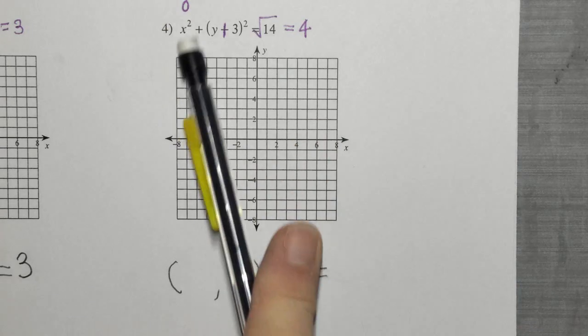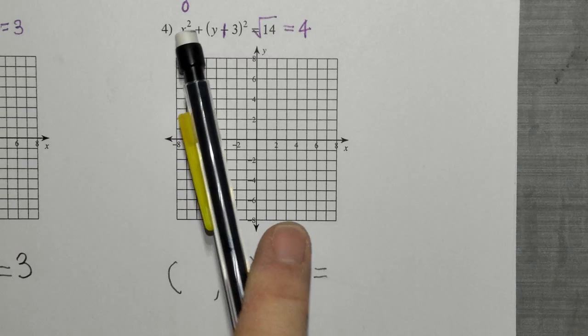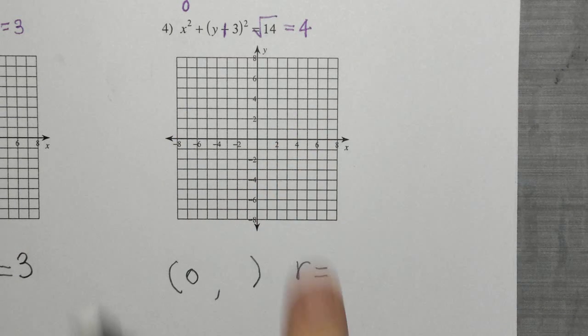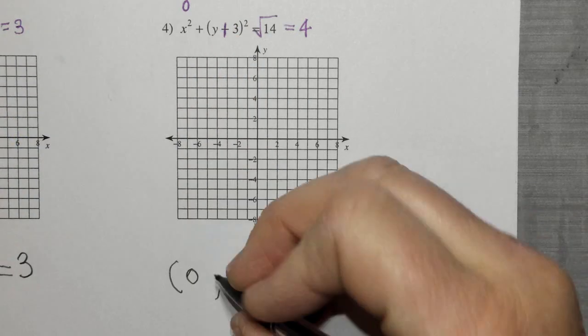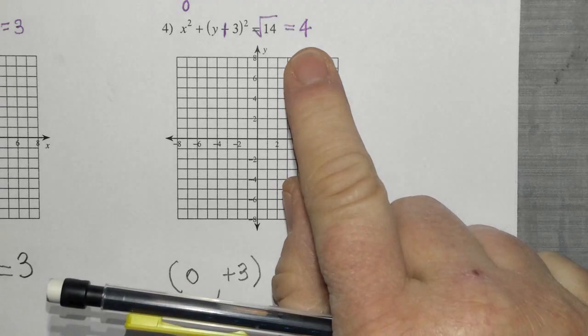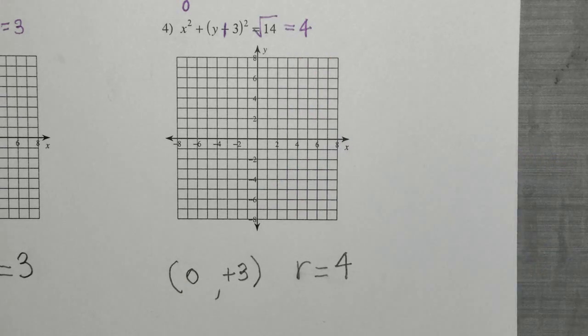Okay, so now we have 0 because there were 0 numbers. Nothing here but the x. So 0, plus 3, and then your radius is 4, radius of 4. All right, so go ahead and do that.